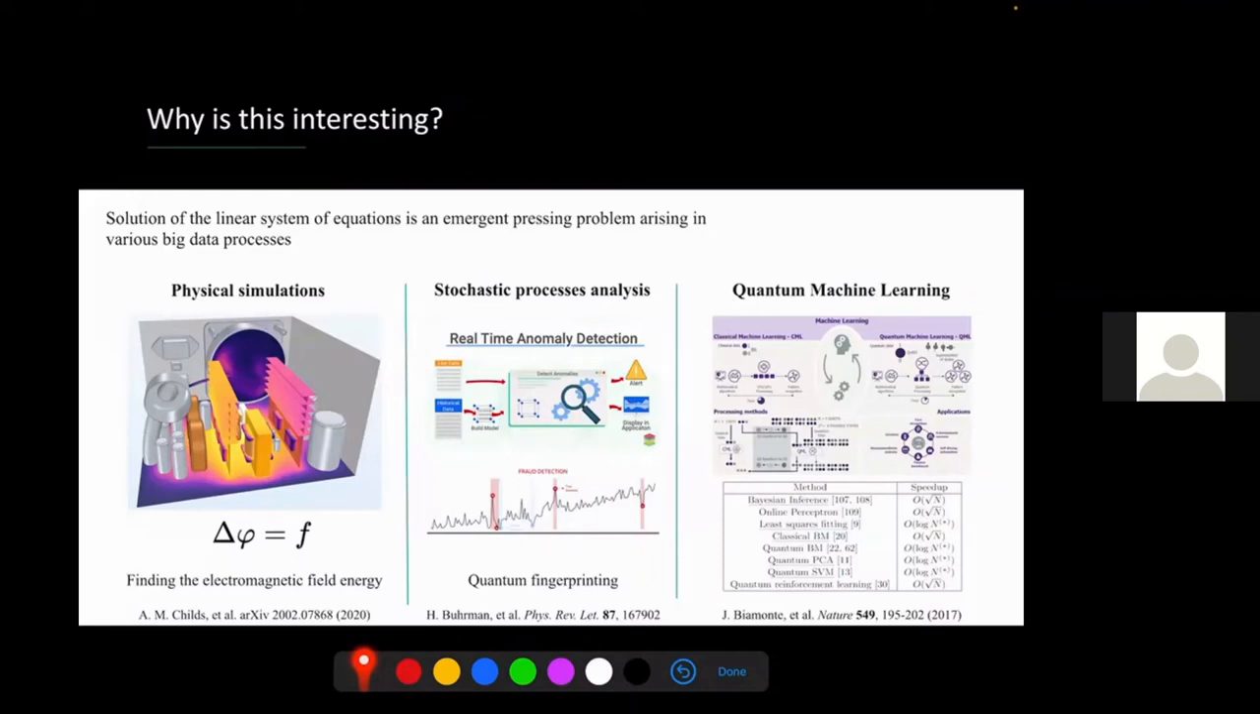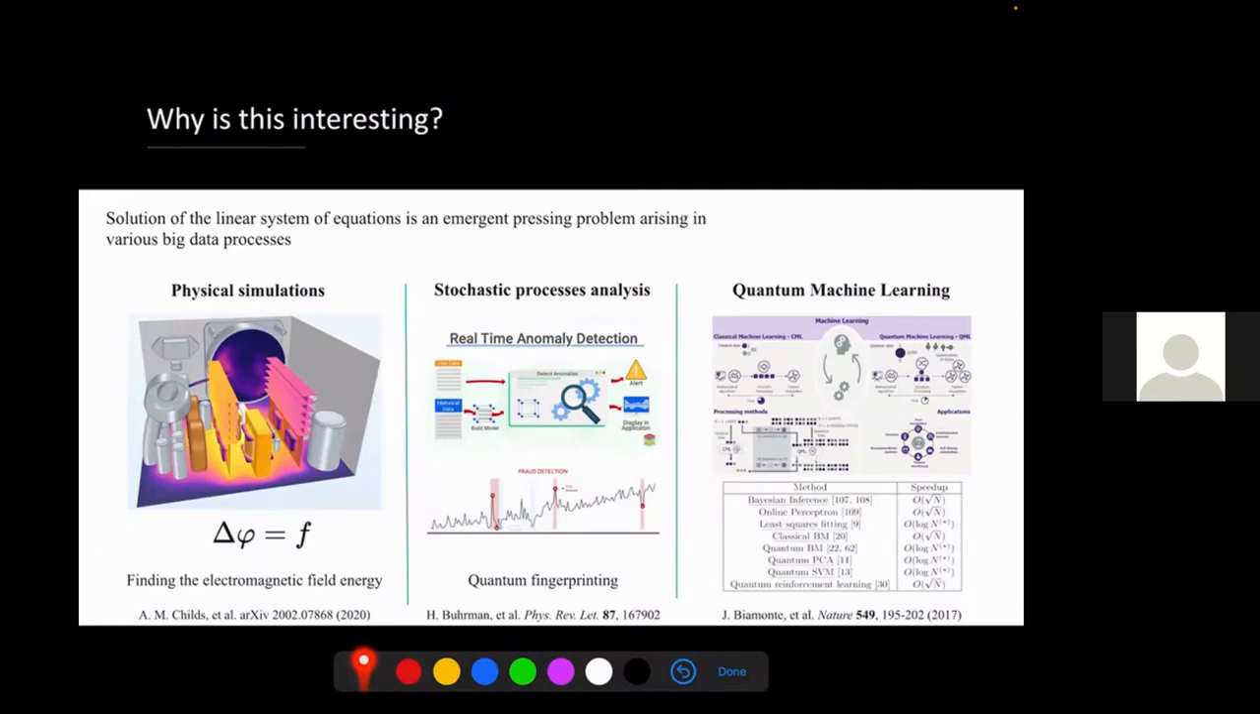So actually the solution of a really large scale linear system is a pressing problem and arises in various processing and big data processes, like physical simulation of complex systems, because many partial differential equations can be reduced to linear systems, and even nonlinear problems can be linearized and reduced to a large linear system. That is basically how these high performance solvers work, and it could be performed efficiently using quantum resources.